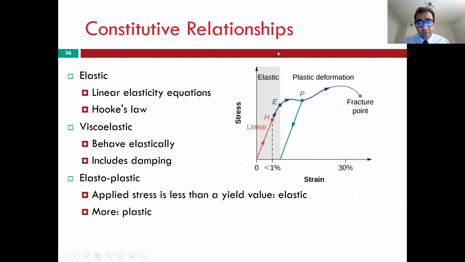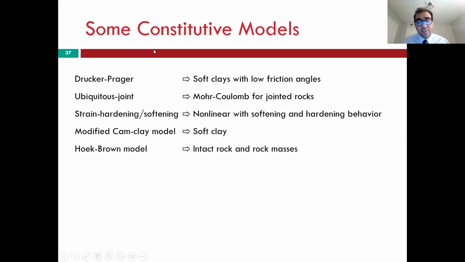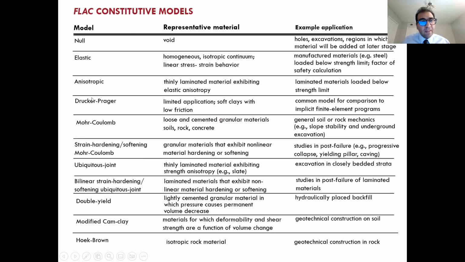Depending on the type of material that we model, we have categories of constitutive models: elastic, viscoelastic, and elastoplastic. And we have a wide range of constitutive models that can be used for geomaterial. Again, depending on the type of rock or soil that you are studying, you can utilize different constitutive models. One of the basic and common constitutive models that are used for soil and rock is Mohr-Coulomb. And then we have more specific constitutive models as well.